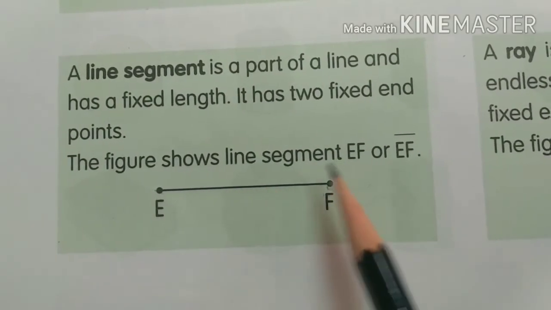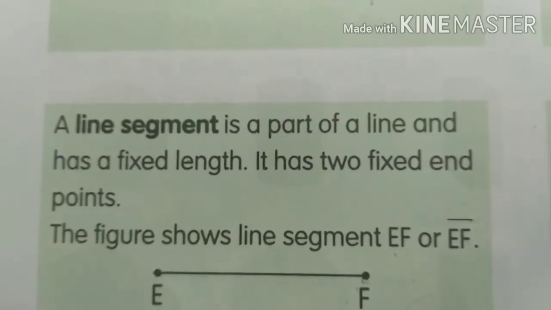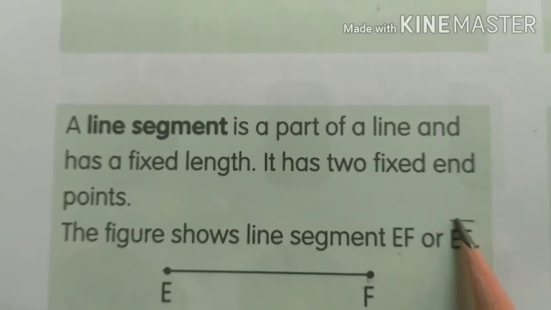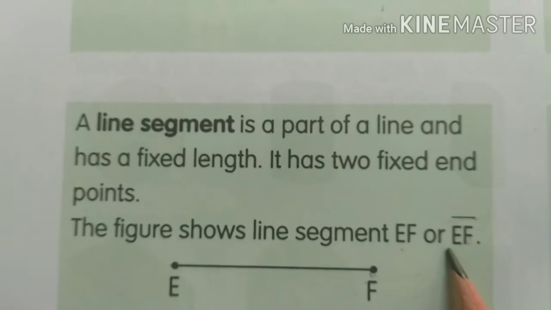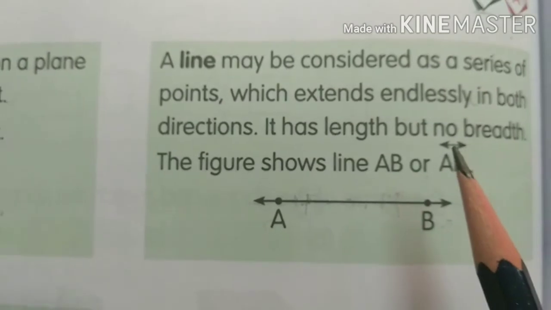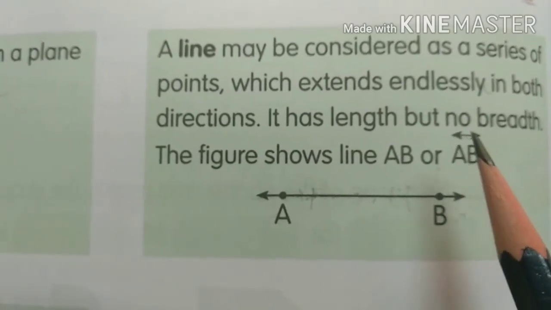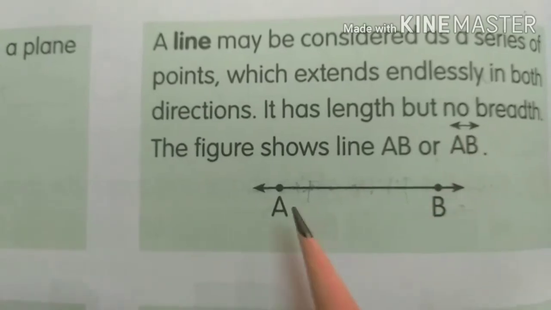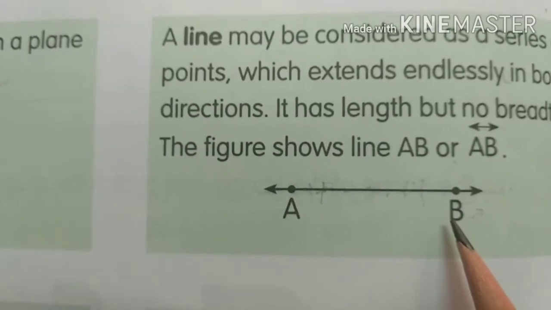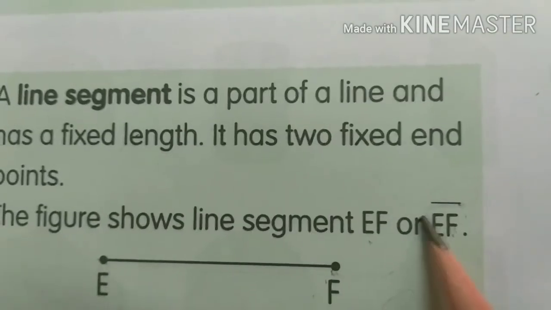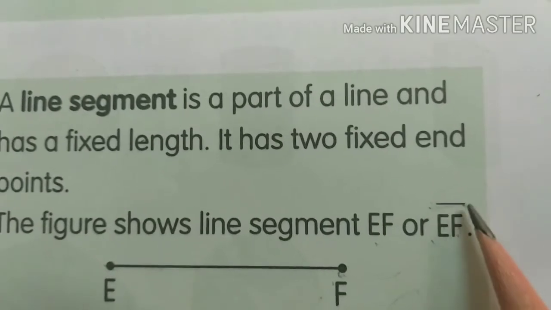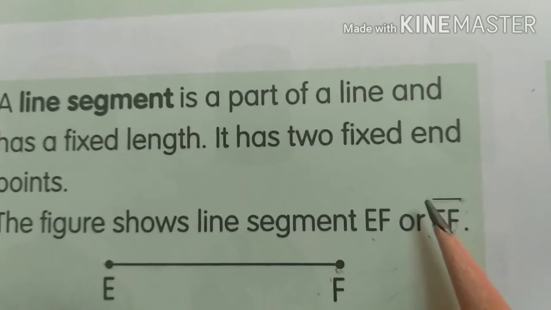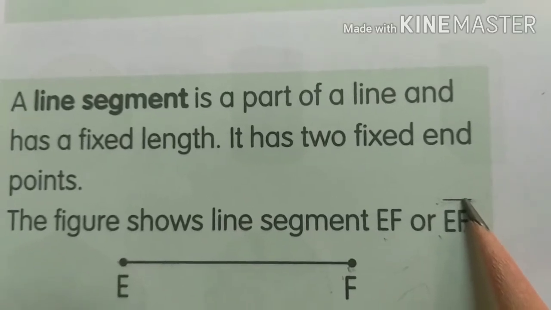The figure shows line segment EF. See, this line shows line segment EF, and this is the short form. But in a line, the sign has arrow marks in both directions. That means this line has no end points. But a line segment has no arrow. That means it has end points in both directions.